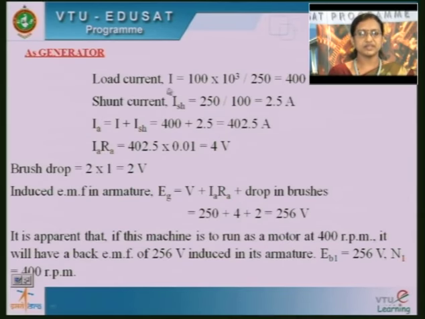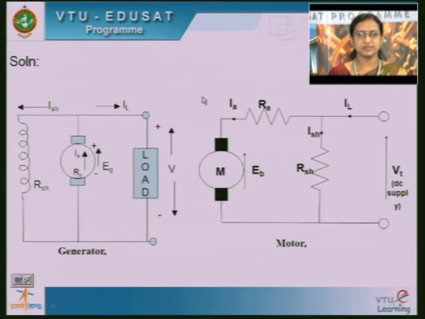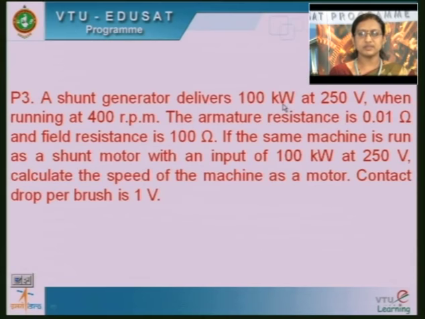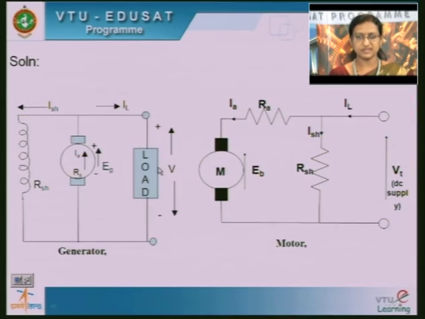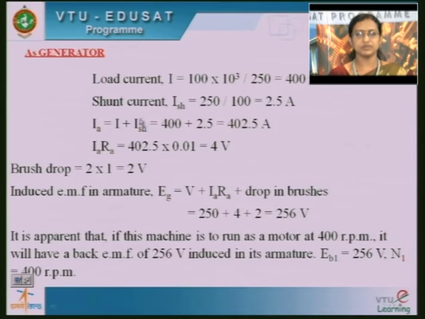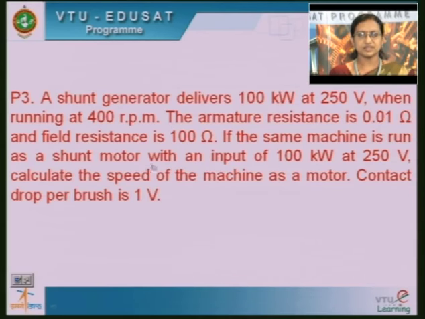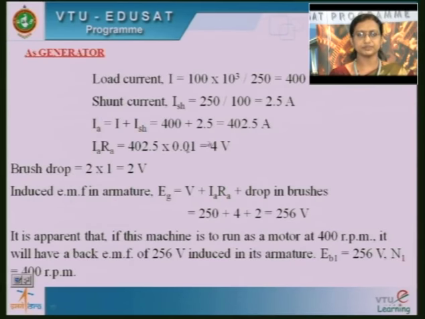Now the load current I we have to calculate, because here power is given and voltage is given. The terminal voltage is 250 volt, and the power supplied is 100 kilowatt. 100 kilowatt divided by the voltage will give you the load current I. I is equal to 100 kilowatt divided by 250, that is equal to 400 ampere. Then for the shunt current, the shunt resistance RSH is given as 100 ohm. V divided by 100 ohm will give you the current ISH, which is 2.5 amps.